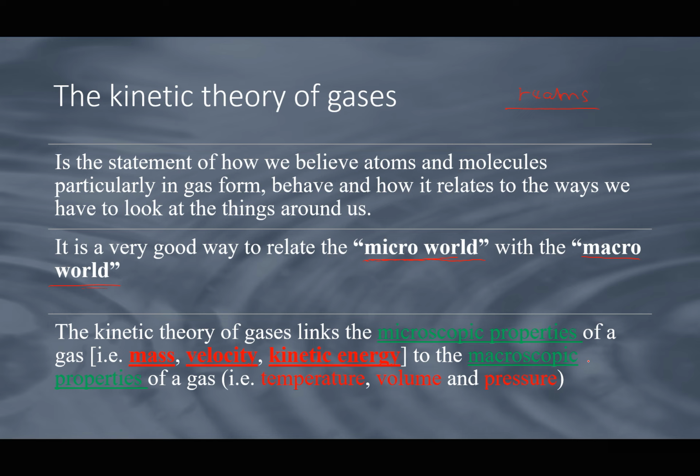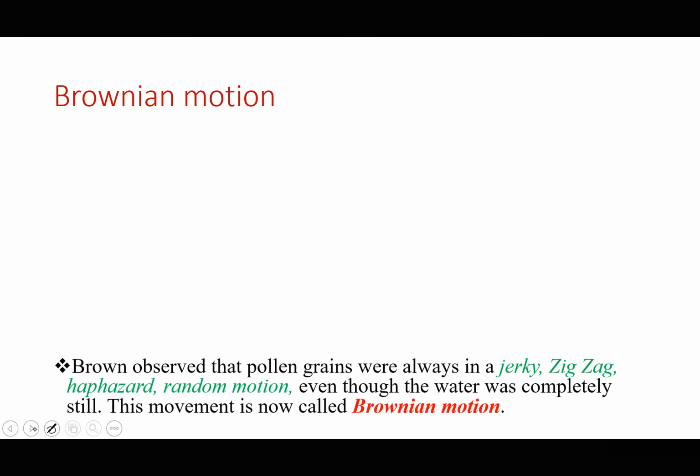To begin with, I think it is 1827 when the English botanist by the name of Robert Brown was trying to observe tiny pollen grains which were suspended in water, and he was observing them under a microscope. This is the origin of the kinetic theory of gases. So what did Robert Brown observe? In our next slide, I want us to talk about Brownian motion.